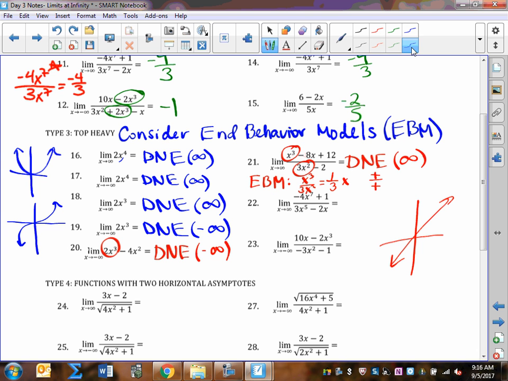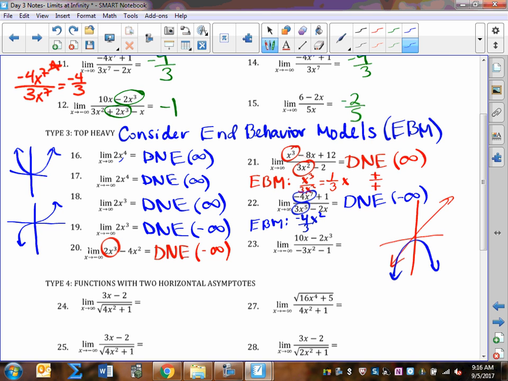Again, let's take a look at my largest terms. So my end behavior model, if I simplify this down, would be negative 4x squared, negative 4/3 x squared. Well, we know what that graph looks like. That's going to be a parabola, but flipped upside down, right? So as x approaches positive infinity, where is my graph headed? Negative infinity. So D and E, negative infinity.